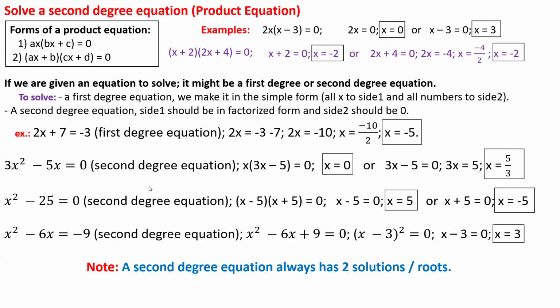It has two solutions. x squared minus 25 is equal to 0. This is a second degree equation. Side 2 is 0. Side 1 is not factorized. So we factorize it using remarkable identity 3. This is written x minus 5 into x plus 5 is equal to 0. So either x minus 5 is equal to 0, then x is equal to 5, or x plus 5 is equal to 0, then x is equal to minus 5.